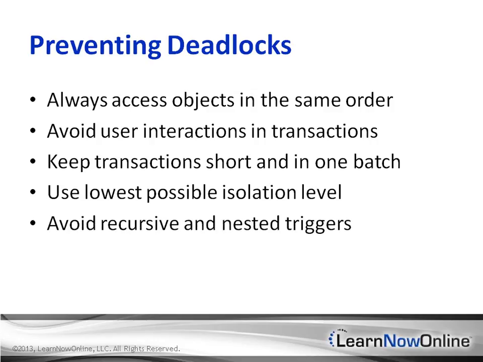Avoid recursive and nested triggers. Triggers that fire other triggers can cause a cascading transaction tree that lengthens the duration of a transaction and then blocks other processes. And then probably my best recommendation is to avoid coding errors. So, a little bit tongue-in-cheek, but a BEGIN TRAN in an explicit transaction without a commit or rollback will lock resources indefinitely.